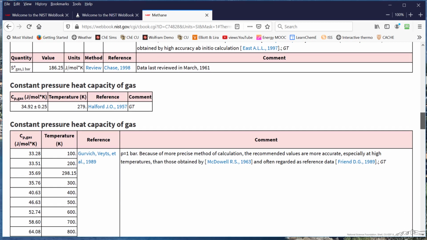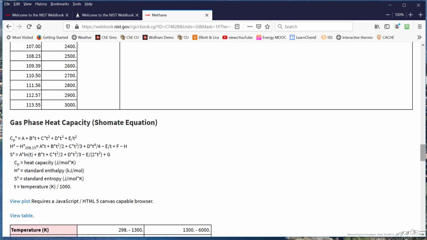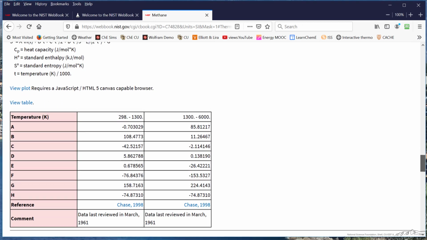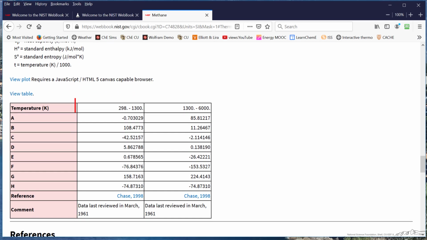And what we're interested in now is, let's go down, this heat capacity equation. And we'll talk more about this, but it's in terms of temperature divided by 1,000. But it's the equation for heat capacity, equation for enthalpy, an equation for entropy. It also then gives the values of the parameters. So the heat capacity over one temperature range, 298 to 1300, has certain parameters. From 1300 to 6000 are different parameters. And so we'll talk about how we would use those.